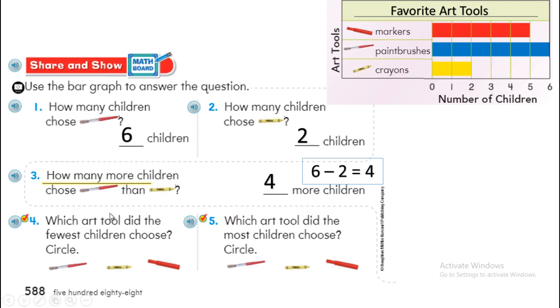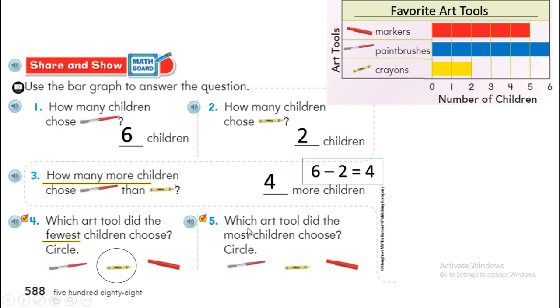Question number 4. Which art tool did the fewest children choose? Compare the length of the bars here. Which one is the shortest? Because we want the fewest children. The fewest number of children choose. Which one is the shortest? The yellow one is the shortest. That means the crayons is the tool that the fewest children choose.